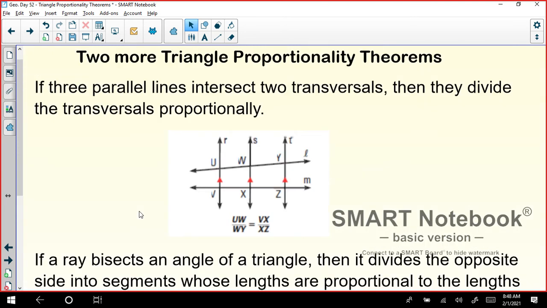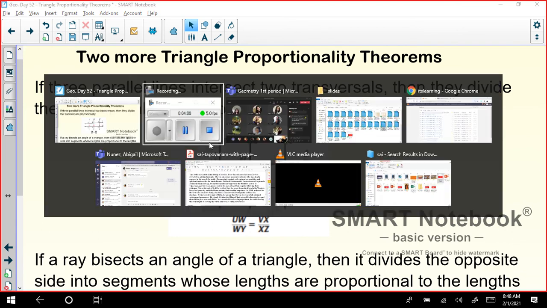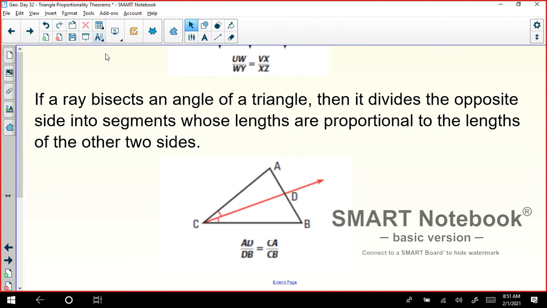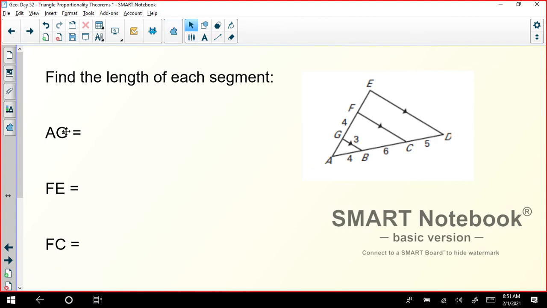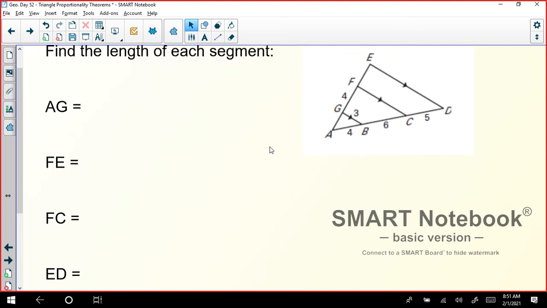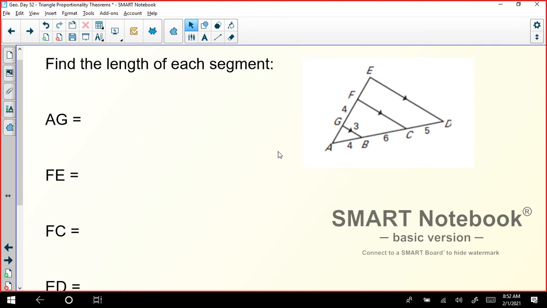So just note down these two as well. I'll give you 30 seconds each on that, and then we will see problems based on that. Okay, let's move on to the next slide and see a few problems based on these theorems. I'll help you with the first few and then give you a chance on the others. Find the length of each segment.